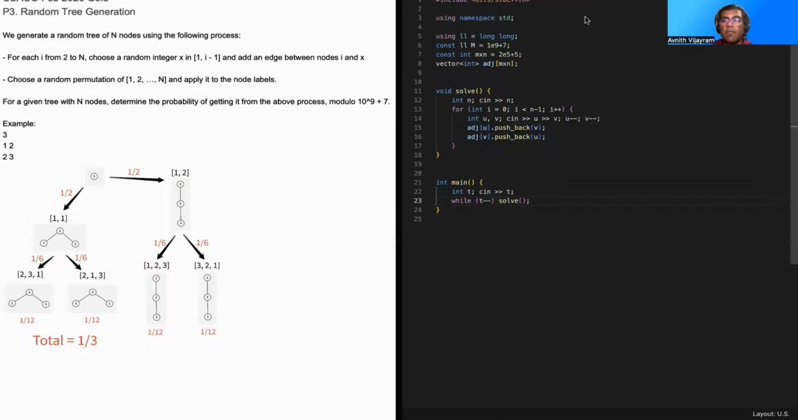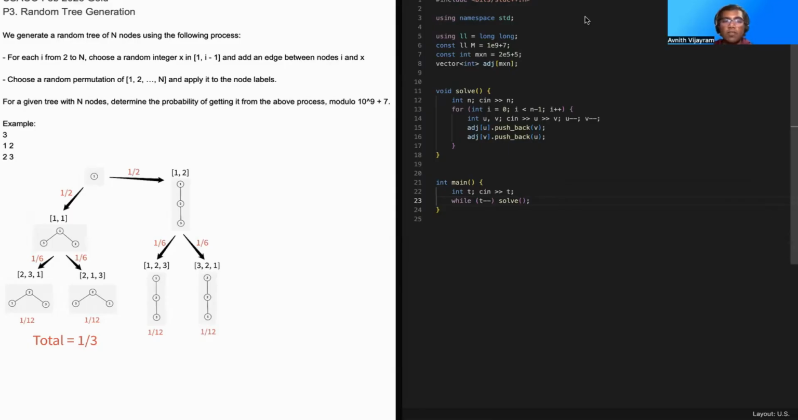Then for each i from 2 to n, we choose a random integer x in the range between 1 and i minus 1 inclusive, and we add an edge between node i and node x. After we have added n minus 1 edges, we choose a random permutation of the integers from 1 to n and apply that permutation to the node labels. So we randomly shuffle the labels of the nodes.